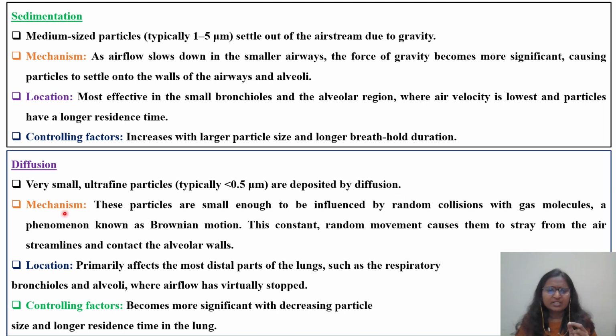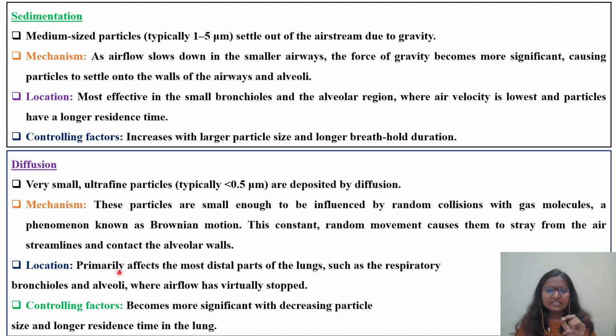Mechanism: these particles are small enough to be influenced by random collisions. There will be random collisions of the particles with the gas molecules, a phenomenon known as Brownian motion. Earlier, in the first one, we learnt about inertia. Now it is about Brownian motion. This constant random movement causes them to stray away from the air streamlines and contact the alveolar wall.